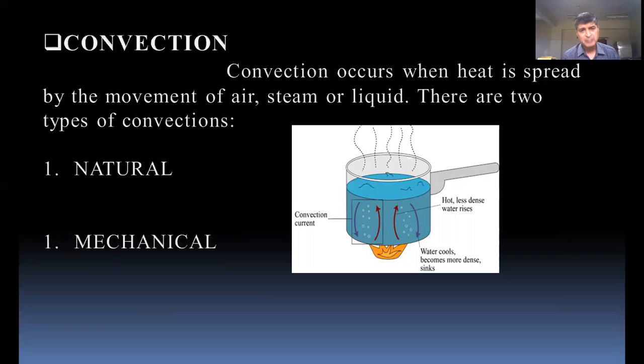Second is mechanical. The best example of mechanical convection is ovens. In conventional ovens, heat is spread or circulated fast with a fan installed inside the oven. So there are two ways of convection: one is natural, another one is mechanical.